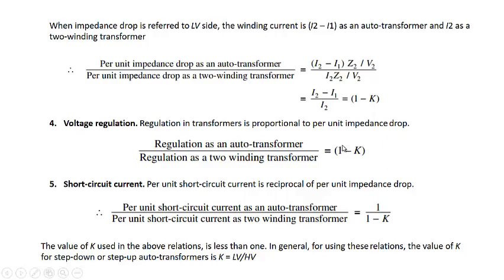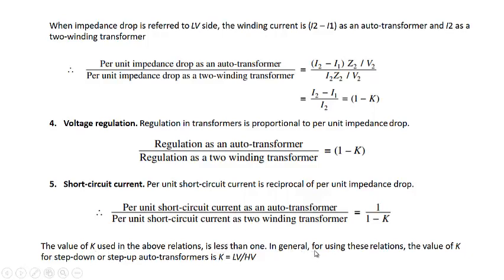The only thing that we need to look at is the short circuit current. So per unit short circuit current is the reciprocal of the per unit impedance, or we can say it is directly proportional to the rating of the transformer. So per unit short circuit current of an auto transformer divided by per unit short circuit current of a 2-winding transformer will be equal to 1 divided by 1 minus K. It is directly proportional to the rating of the transformer and inversely proportional to per unit impedance. So the value of K used in the above relation is less than 1.